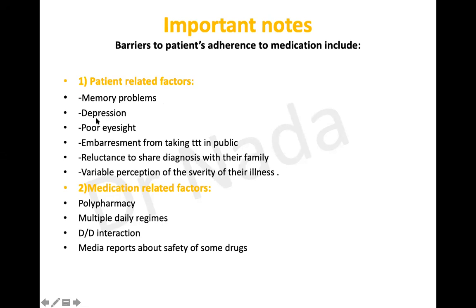If he is having any memory problems, then we can use some gadgets to remind him with his medication appointments, okay? If he's embarrassed from taking treatment in public, we can give him good counseling and help him with that, okay? He's not wanting to share the diagnosis with the family. For example, we ask them if they have any problems with telling the family about the diagnosis. We can help them doing that if they are okay with that, okay? Maybe they are not very much aware of the severity or seriousness of their illness.